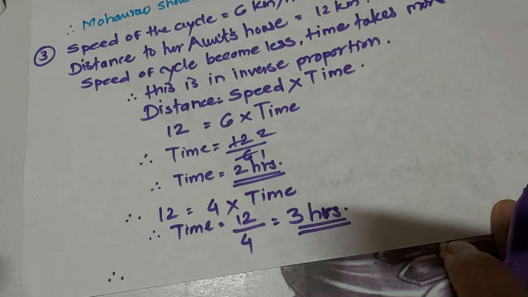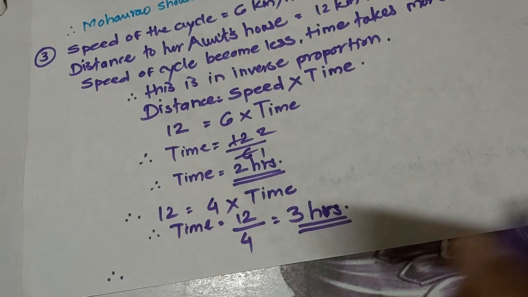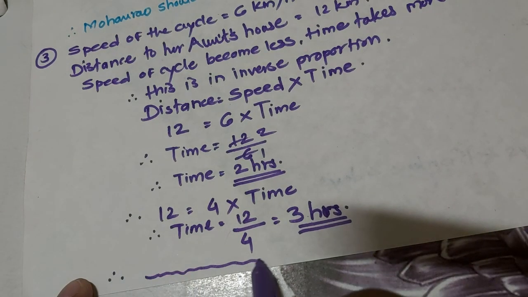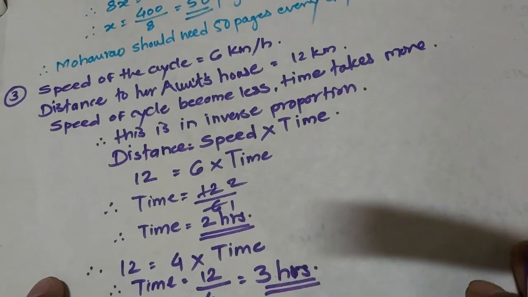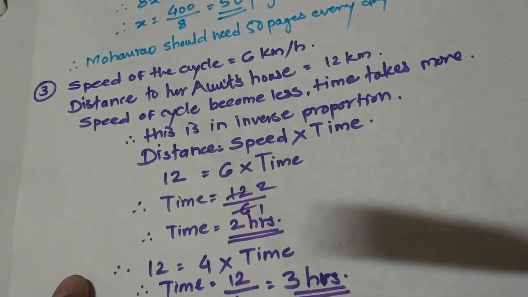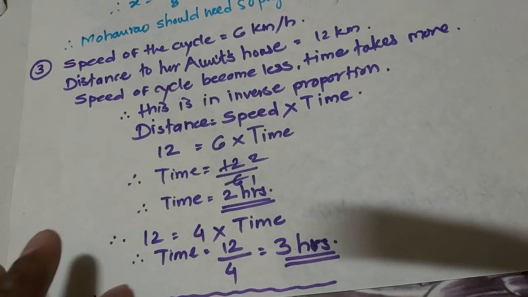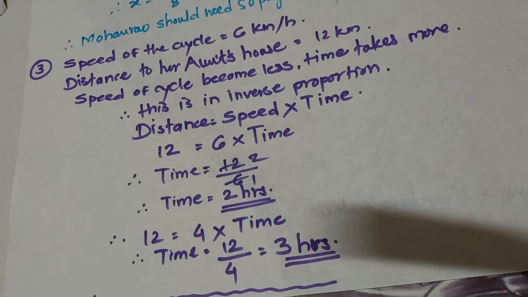Then finally you have to write: Mary takes 2 hours to reach aunt's house at the speed of 6 km per hour, and 3 hours at the speed of 4 km per hour. Here students you have to write the sentence. I have no space, so I will adjust the page. You have to take a screenshot. Okay, I will move to the last example.